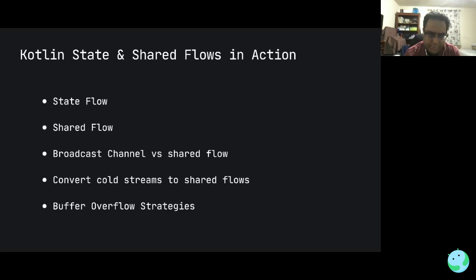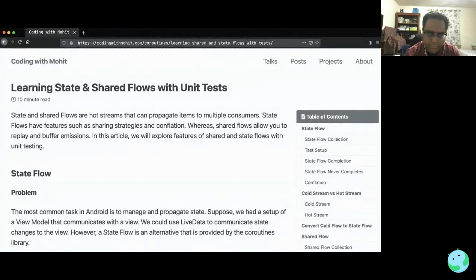So these are the things that we talked about. These are the basics of using shared state and shared flows. I talked a lot about shared flows, and it has more functionality. I hope that was helpful. I wrote a blog post which also has unit tests and more information on everything I spoke about in written form. You can go to my website, codingwithmohit.com, and the title of my blog post is Learning State and Shared Flows with Unit Tests. I show you different use cases for writing unit tests with shared flows.